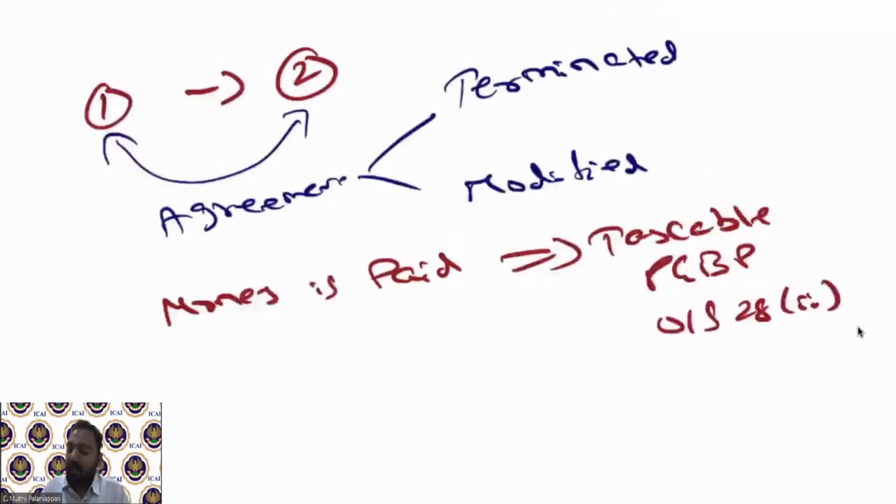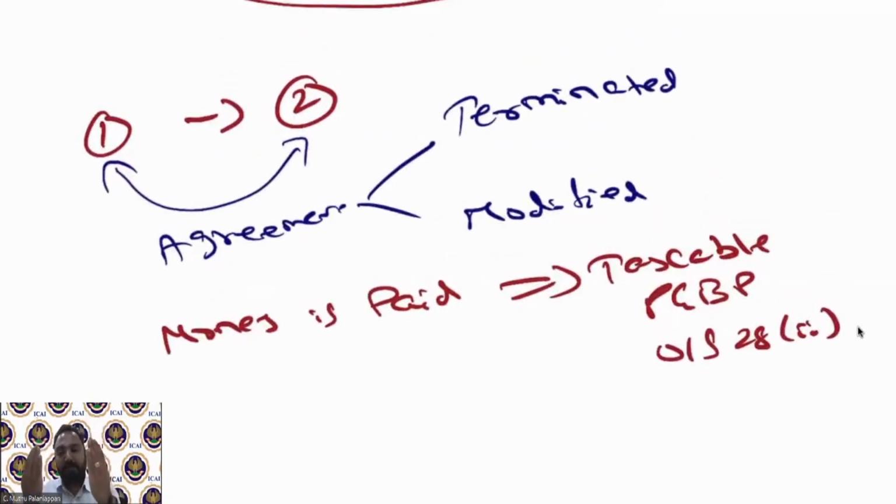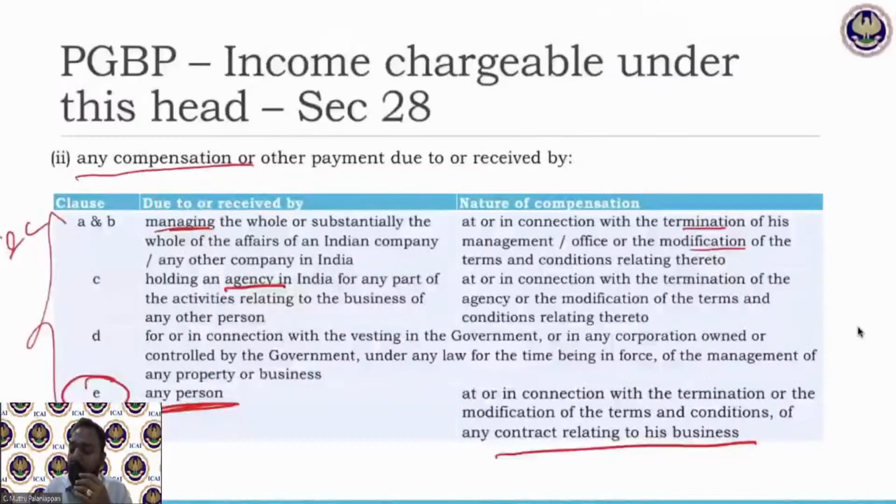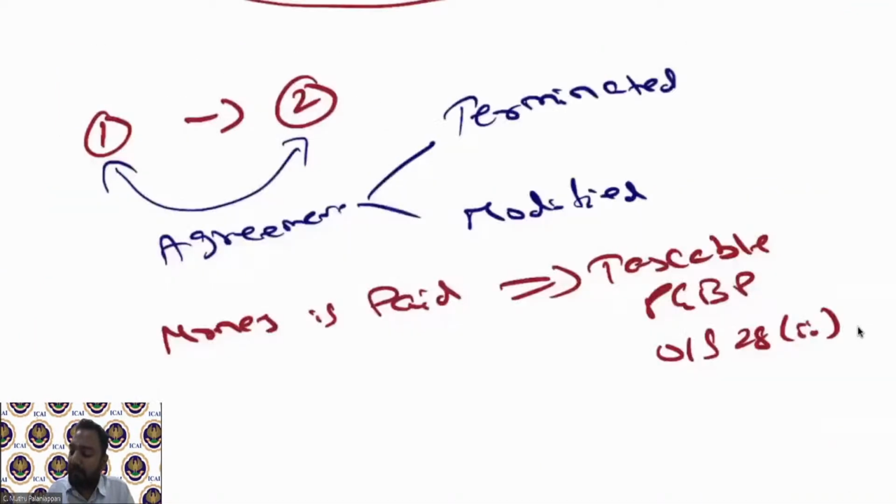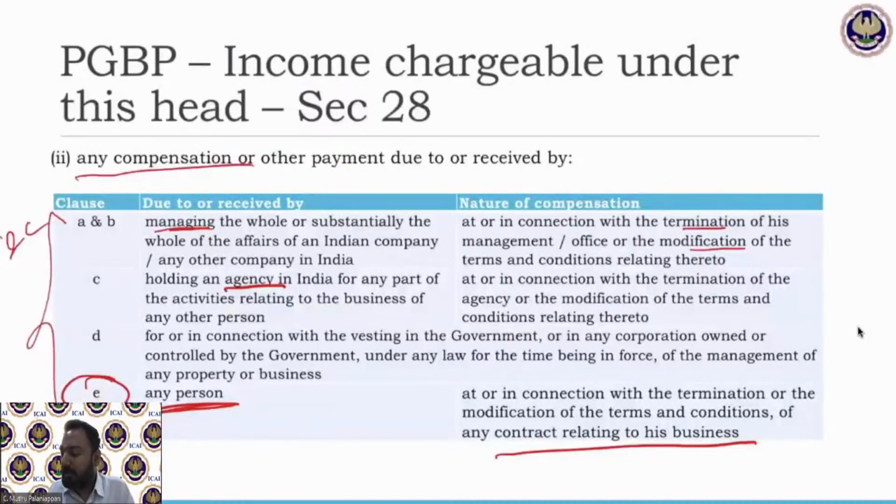Please understand, in short, any two persons having an agreement, it could be between a managing company and the other company, holding subsidiary or something, principal agent or any two organizations. When there is any change in the agreement or termination, agreement is terminated, then any money paid is taxable under PGBP under Section 28(2). So that's what this section is about.